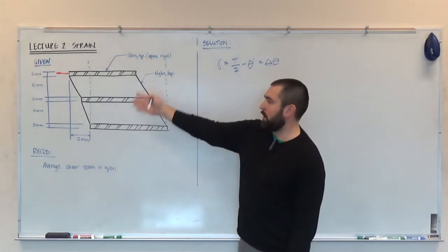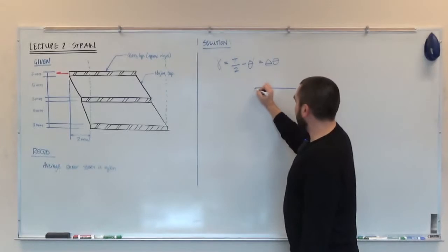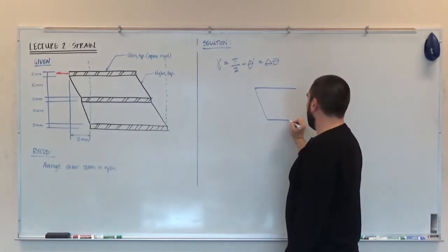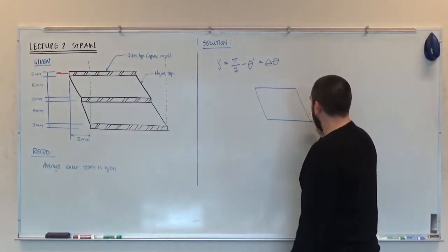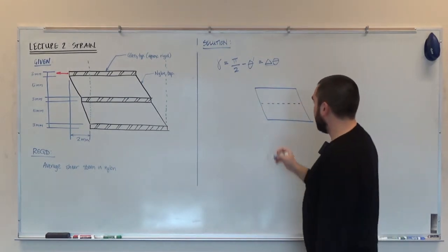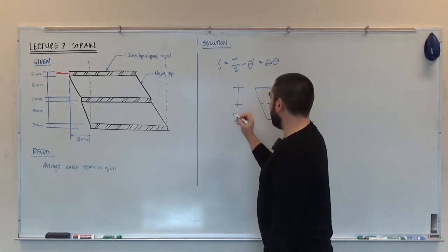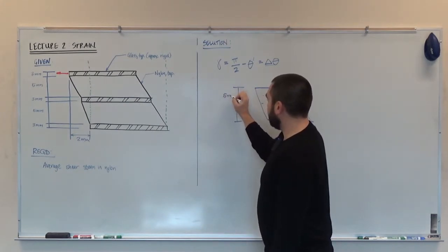So I'm going to ignore the glass because it's rigid, and I'll draw a figure that simply stacks up the nylon one on top of each other. And so we know that just the nylon by itself has lifts or thicknesses of 5 millimeters.